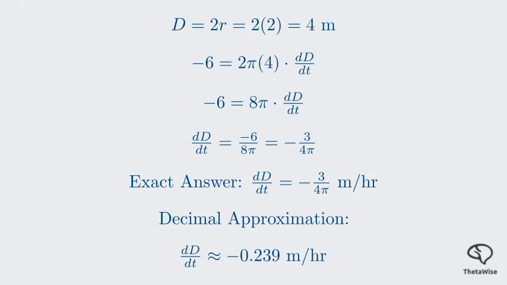So when the radius is 2 meters, the diameter of the snowball is decreasing at a rate of 0.239 meters per hour. We've finished with differentiation and its applications. Now we're moving on to our first integration problem.